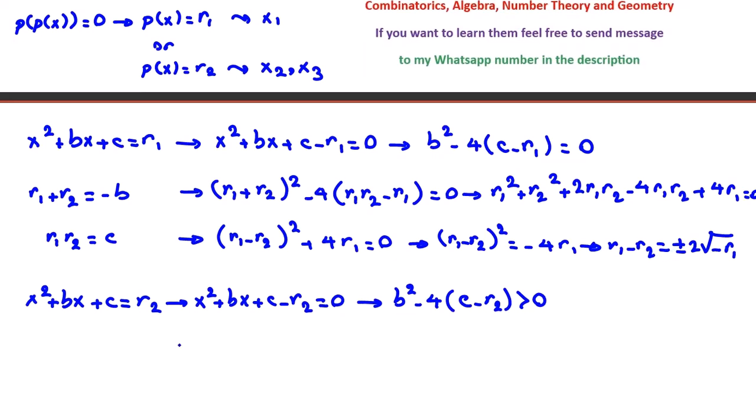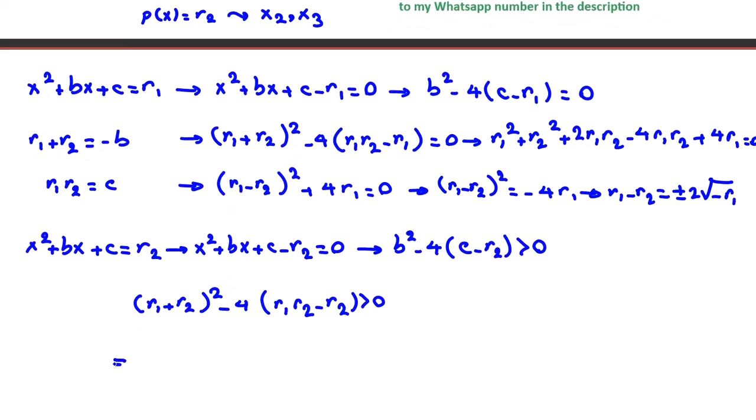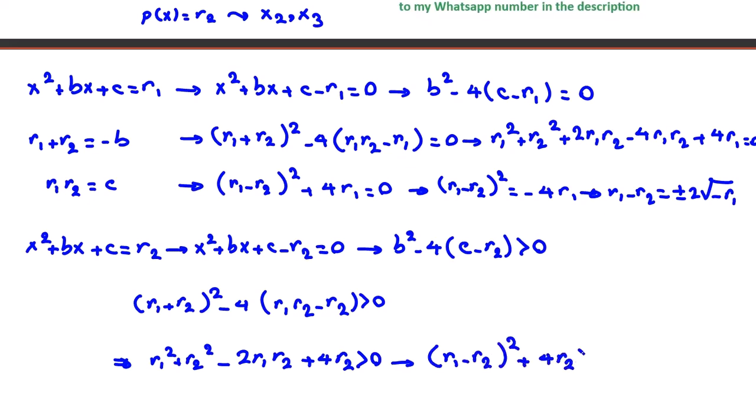If we check this one, again we can say (r1 plus r2) whole squared minus 4 times r1 r2, minus 4r2, is positive. If we expand this, it will be again r1 squared plus r2 squared plus 2r1 r2 minus 4r1 r2 minus 2r1 r2 plus 4r2 is positive. So we can say (r1 minus r2) whole squared plus 4r2 is positive.